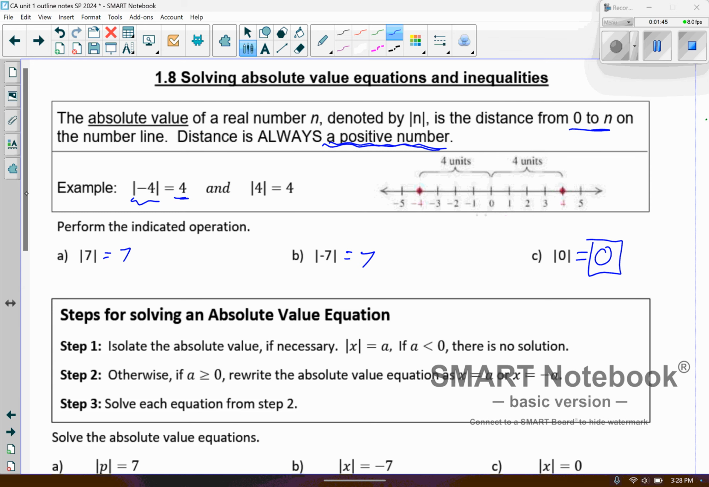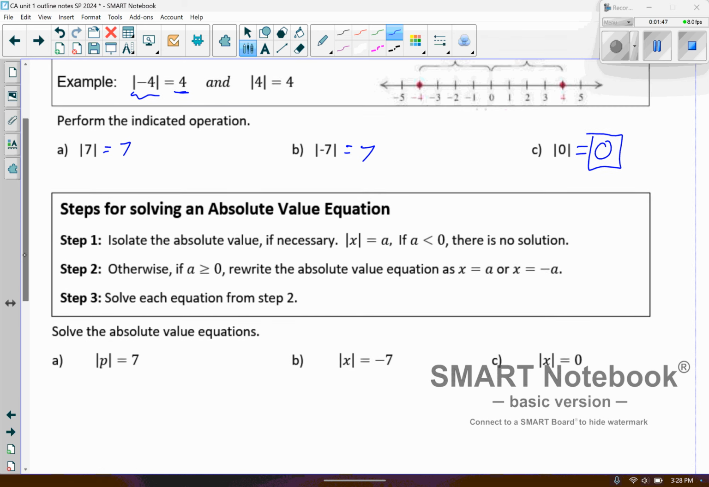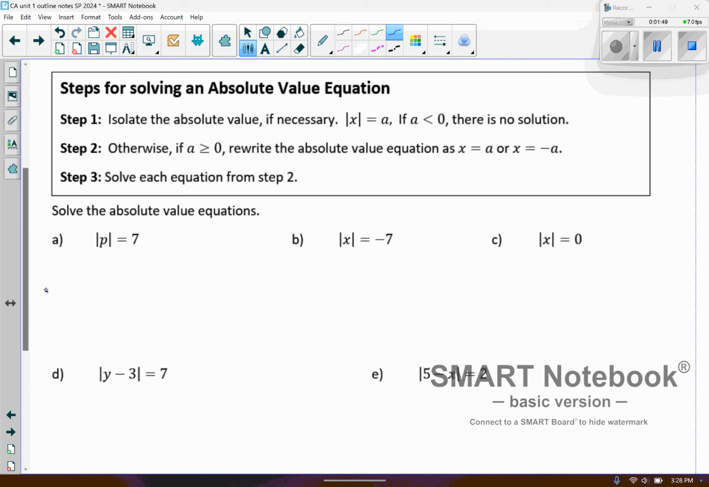Okay, so we're going to look at solving equations involving absolute values, and then in a moment we'll throw in the inequality signs. So, steps for solving an absolute value equation. Step 1, isolate the absolute value if necessary. So basically you want to get it into the form: the absolute value of x is equal to some value A. Now if that value A is less than 0, if it's a negative number, automatically there is no solution. And we'll talk about that in a minute when we run into that.